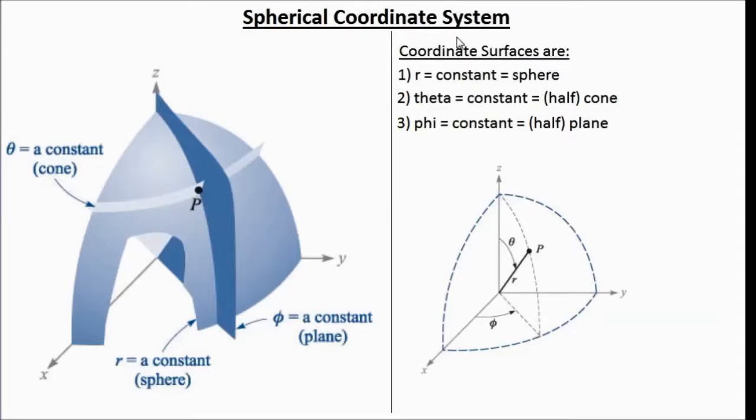Now we look at the coordinate surfaces. When r is kept constant, it defines a sphere of radius r. When theta is constant, the vector spins a cone, a half cone, not a double cone. When phi is constant, you have a half plane, shown here. When theta is constant, you have a half cone, not a double cone. And when r is constant, you have a sphere.